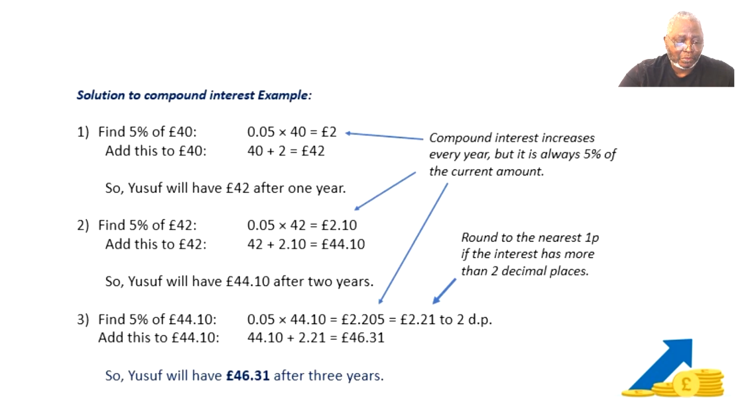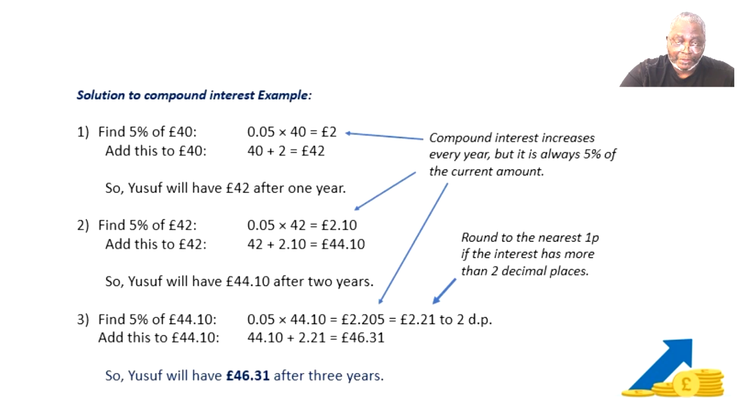Okay? So, first, find 5% of £40. That is the first year's interest you're calculating. That will be equal to £2: 0.05 times 40. Remember, 5% is 0.05, not 0.5. Add this to £40 and you will have £42. Second year, find 5% of £42, which is 0.05 times 42, and you'll get £2.10. Add that to the £42 and you'll have £44.10.